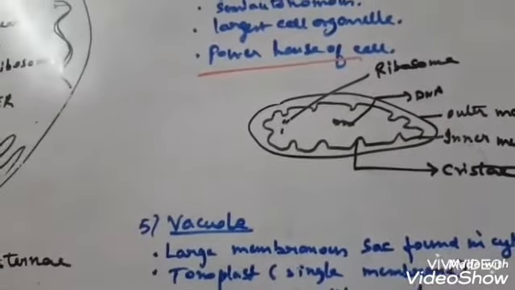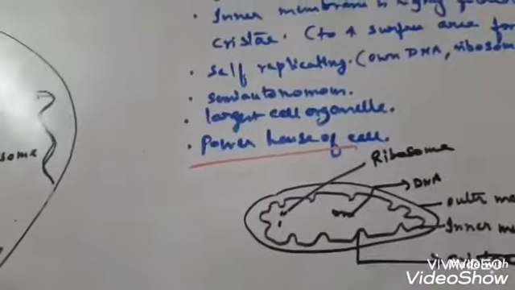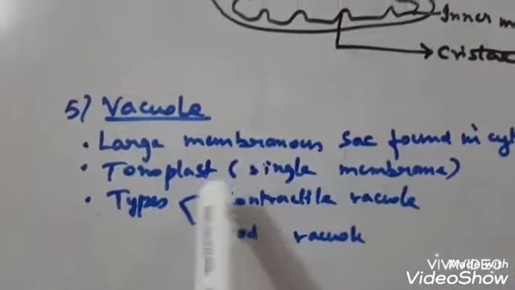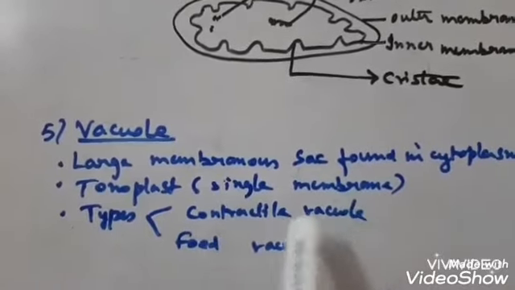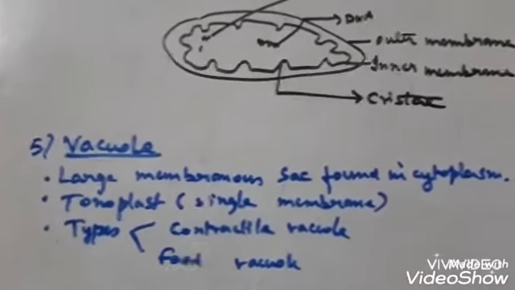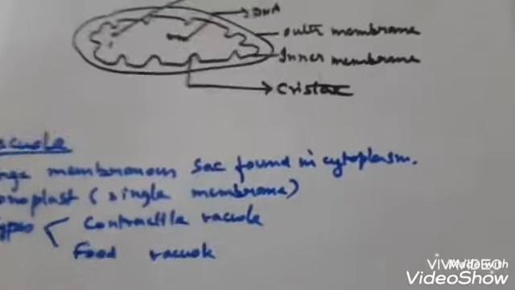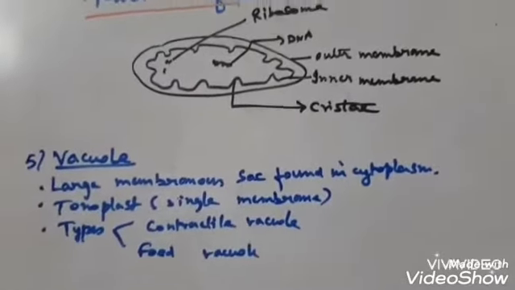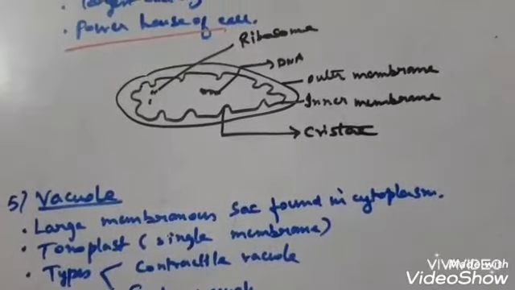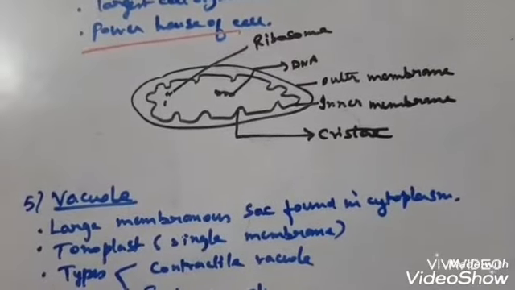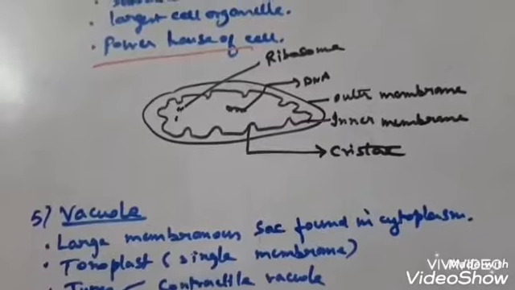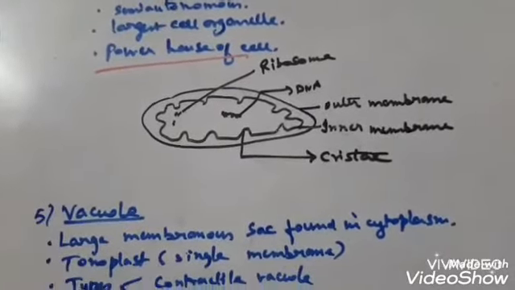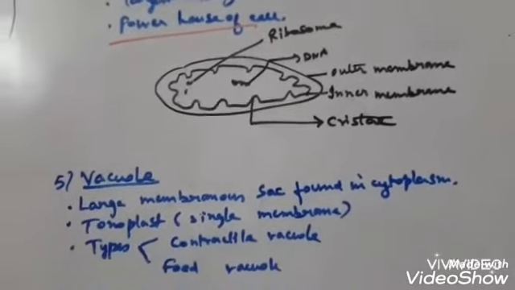Now the vacuolar membrane is known as tonoplast. So tonoplast is the membrane of the vacuole. It is a single membrane structure. There are two types of vacuole in animals, food vacuole and contractile vacuole. Let me discuss them briefly. Contractile vacuoles play an important role in osmoregulation, the regulation of body fluid, and also excretion in various animals like amoeba.